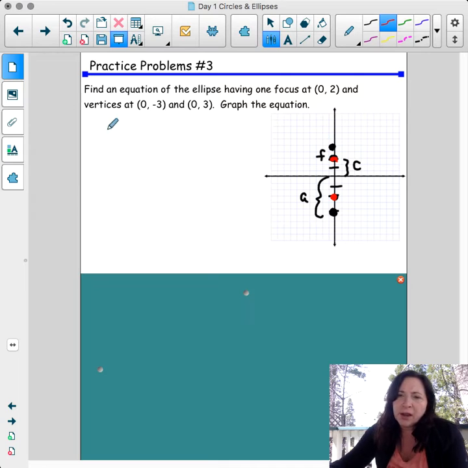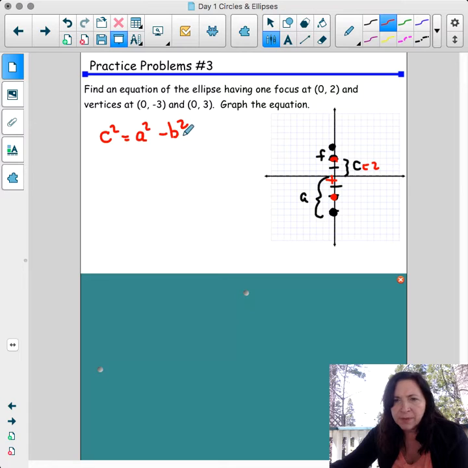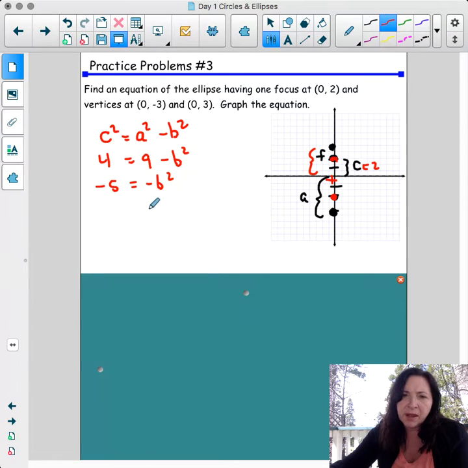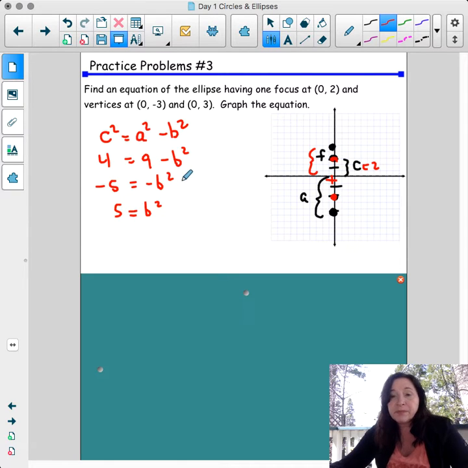So realistically, this value and this value, these are my foci, okay? So my foci have a value from my center of 2. So C value is equal to 2. So C squared is equal to A squared minus B squared. So we're going to go with 4 is equal to, A is 3, 3 squared is 9 minus b squared. So if I subtract 9, I get negative 5 is negative b squared. Divide by negative 1, I get b squared is equal to 5.